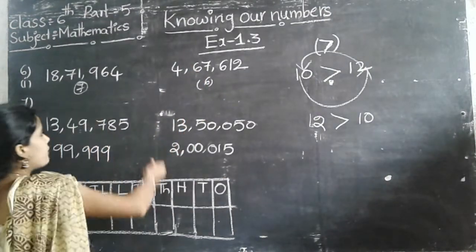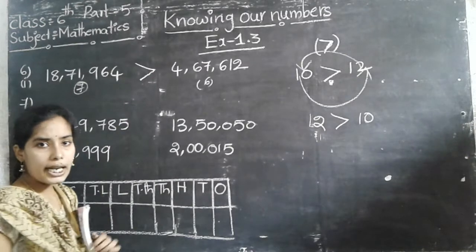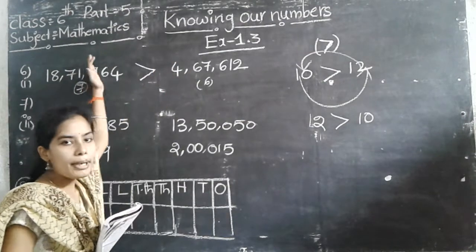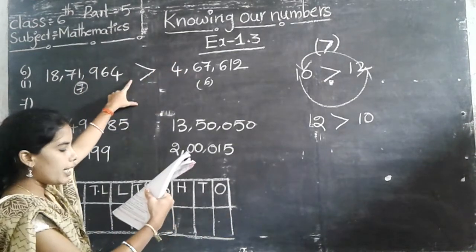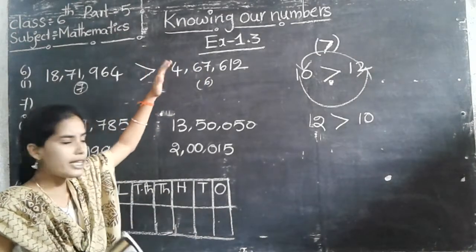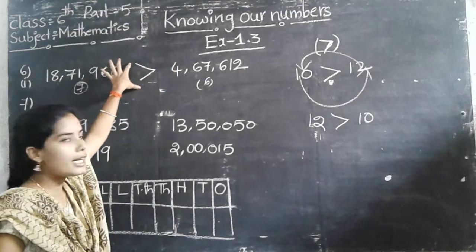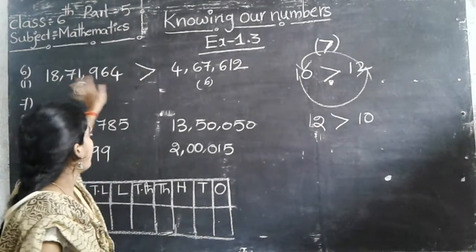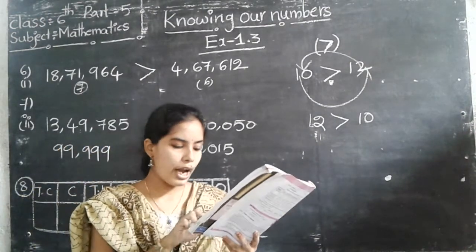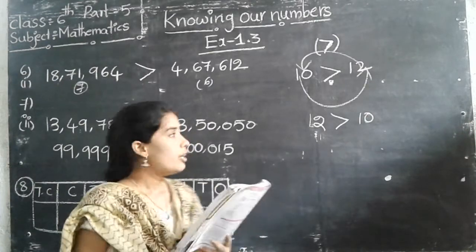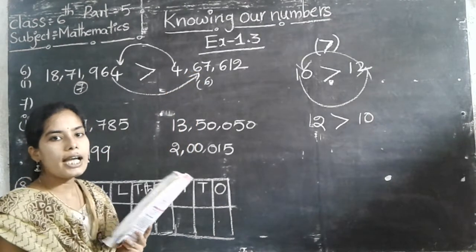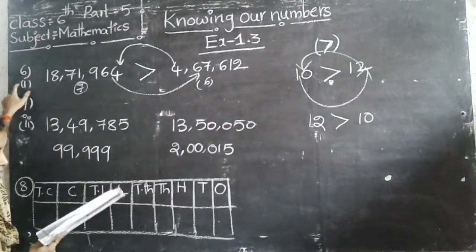So that's why compulsory we want the greater than symbol, and so I changed the number pattern. In the question, this number will be on the right and this number on the left. Just by changing the numbers, we get the greater than symbol. In the same way, the second one also compulsorily wants the greater than symbol, so you have to change the number places, right to left and left to right. Then only we get the greater than symbol. So this is the sixth bit.